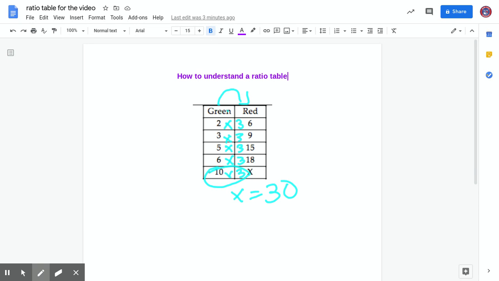I could also make this an equation. So if I say red, how do I find any value for red? Red, I take whatever is green and I multiply it by 3, my factor of change.